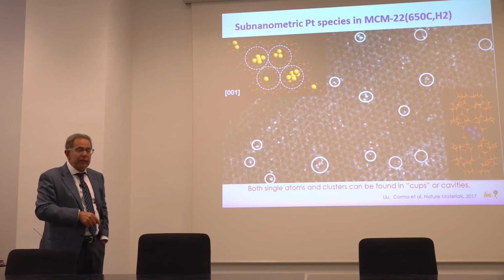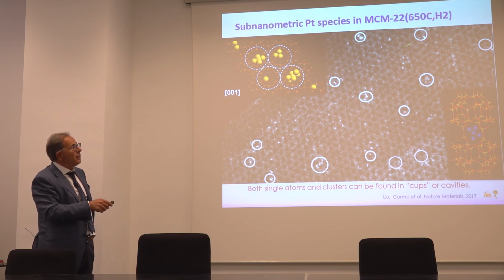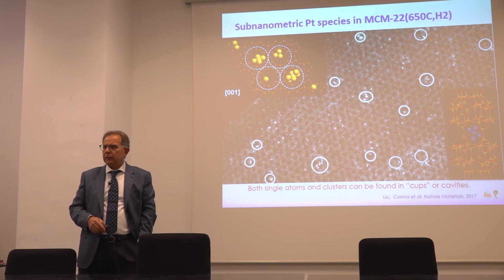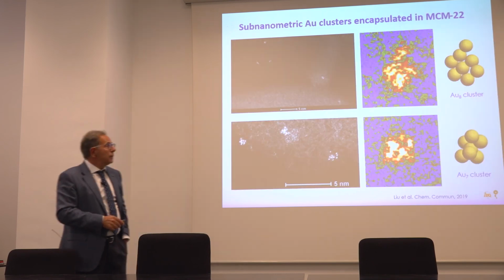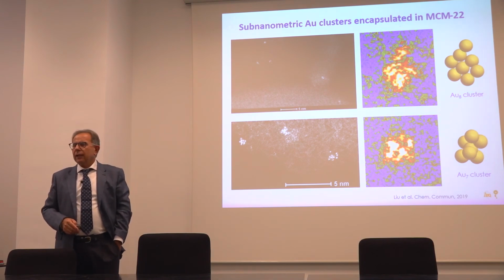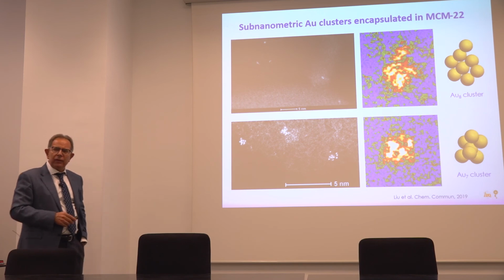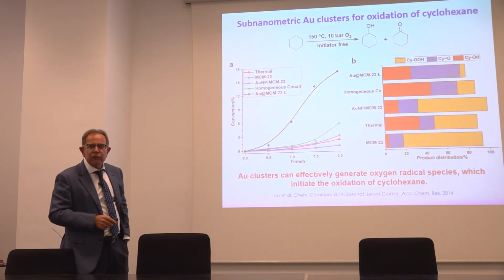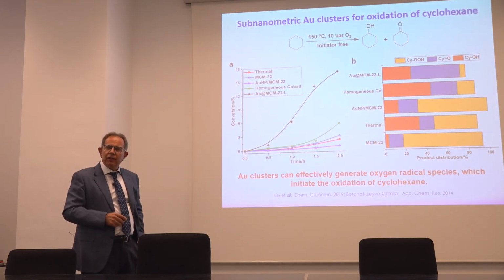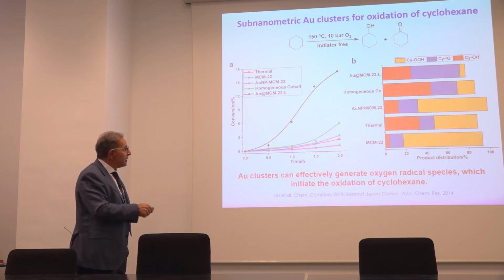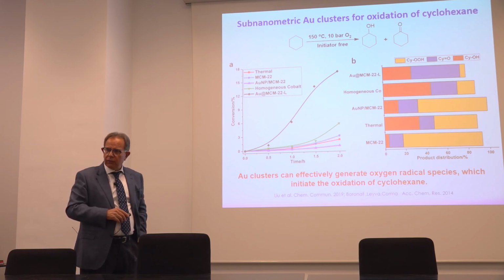But the interesting thing is that we have this even at temperatures as high as 650 degrees in hydrogen. So they are extremely stable nanoparticles. We did it with platinum, but we could do it with gold also, and we can get gold nanoclusters. And as we predicted a long time before, if we have gold nanoclusters, then we can use that to initiate radical oxidations, for instance, cyclohexane oxidation. And this is what we saw with the clusters of gold.